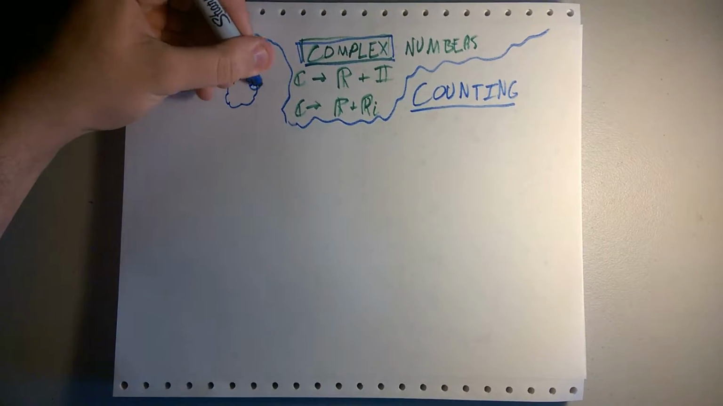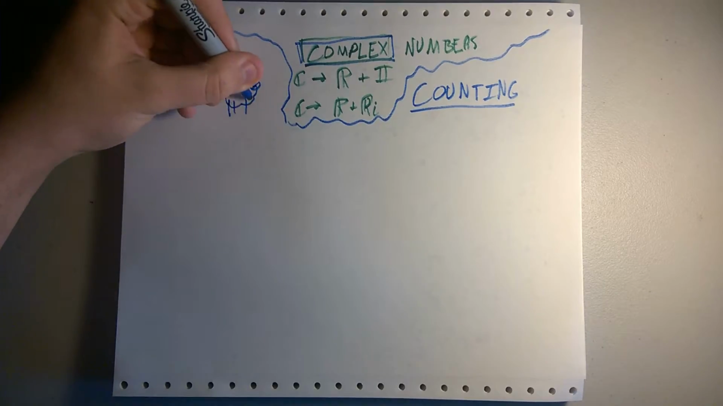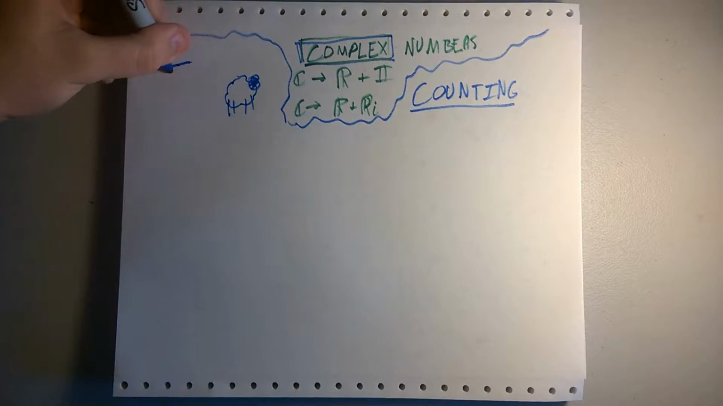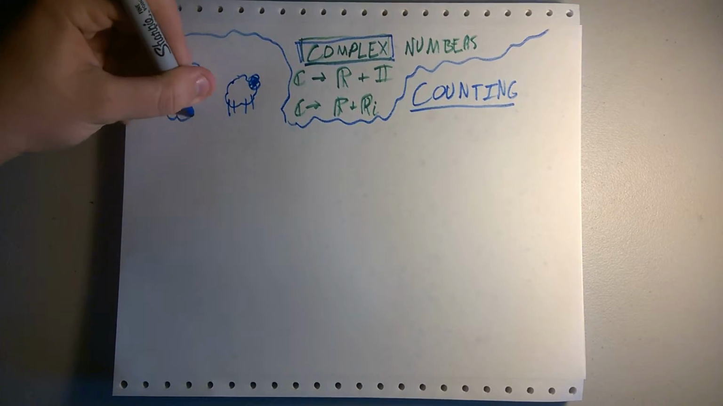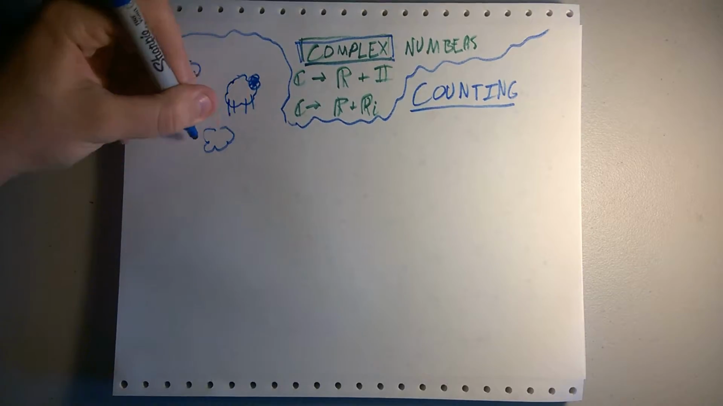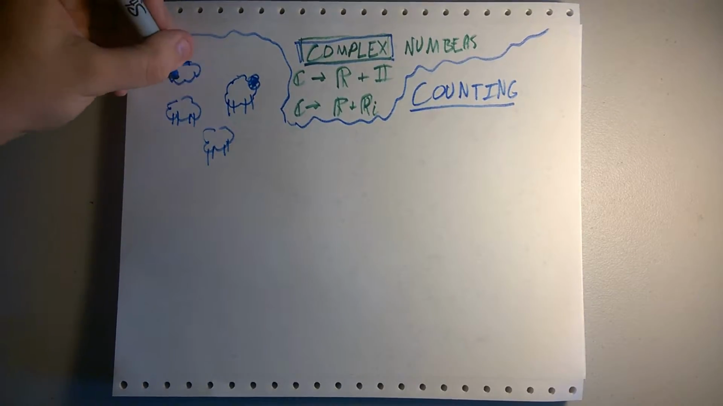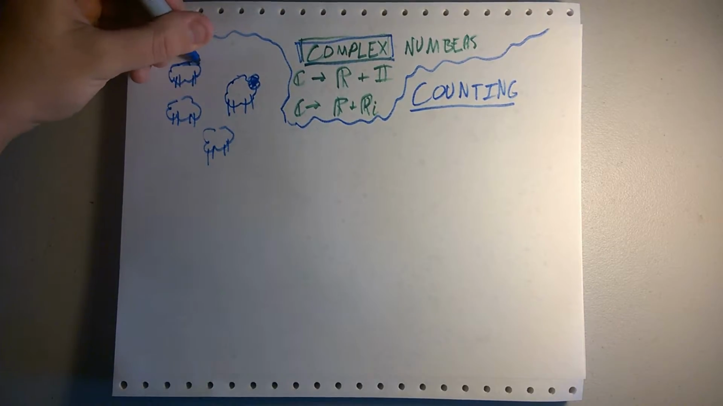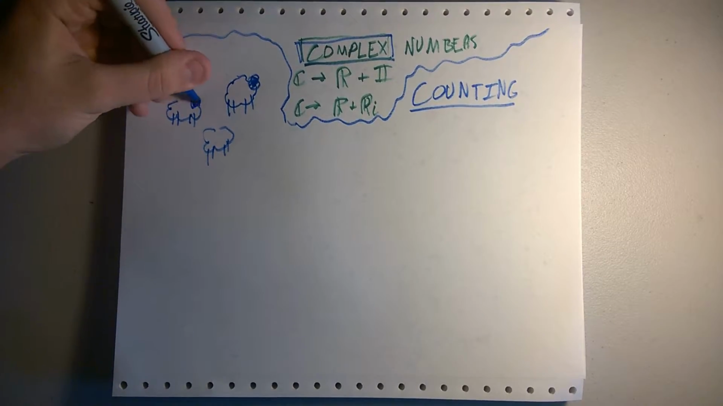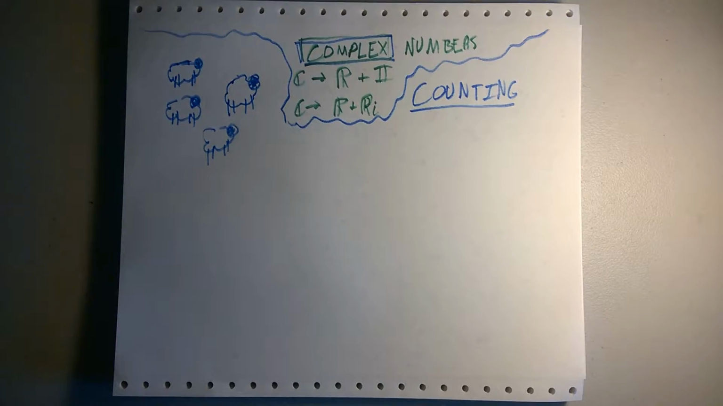Let's draw some sheep. I can draw some sheep. Pretty good sheep right there, right? Ooh, look at those sheep. Perfect sheep. People know me for my sheep skills. Alright, look. So there's things to count.